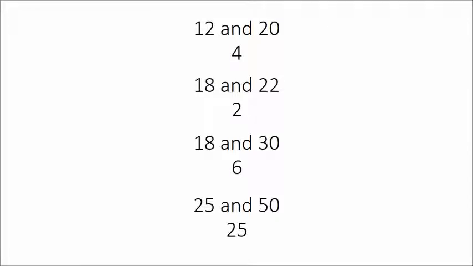I'm back. The greatest common factor of 12 and 20 is 4. 18 and 22 is 2. 18 and 30 is 6. 25 and 5 is 25. So hopefully you guys got those. If you didn't, go back, watch the video, see if you can get them right.